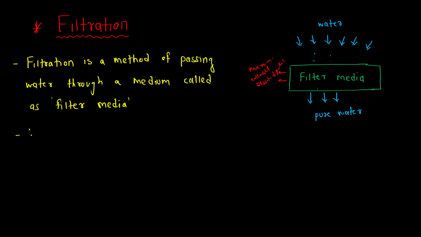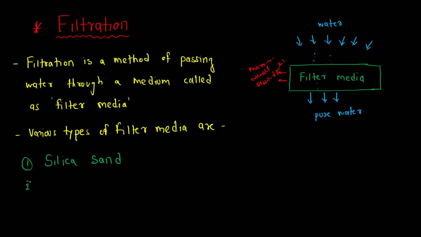So various types of filter media are, the first one is sand. The sand that we use is silica sand, then anthracite coal, etc. So we use this in India.